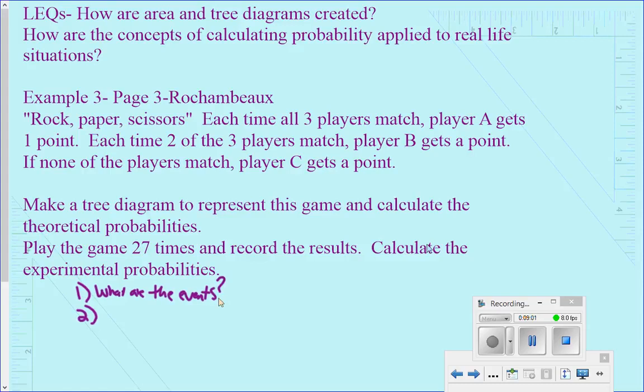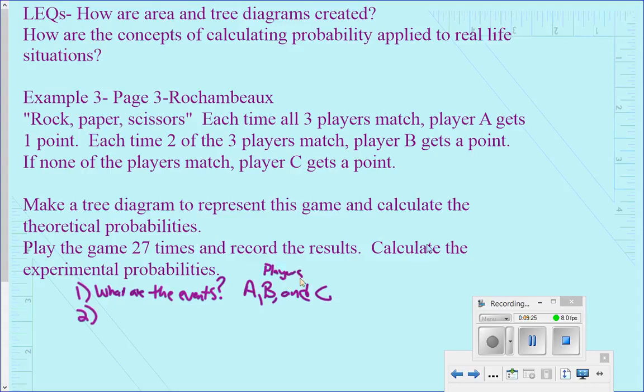Now, the events are always what is taking place in the problem that the people in the problem have no control over. So in this problem, we're told that there are players A, B, and C, and we don't have any control over that. That's part of the game. Those are the events that are occurring. So A, B, and C players.